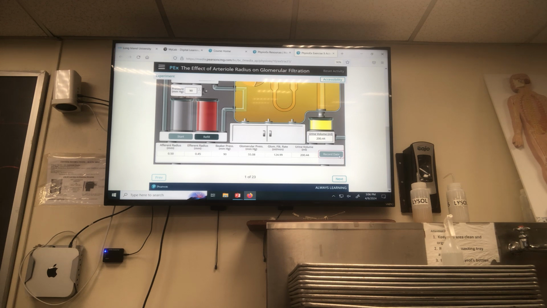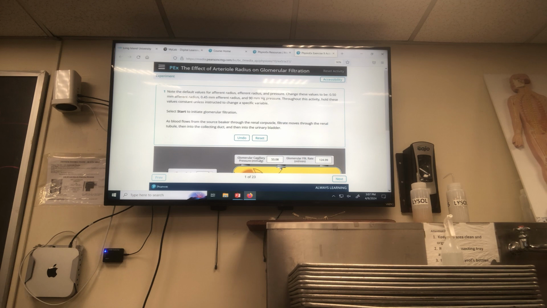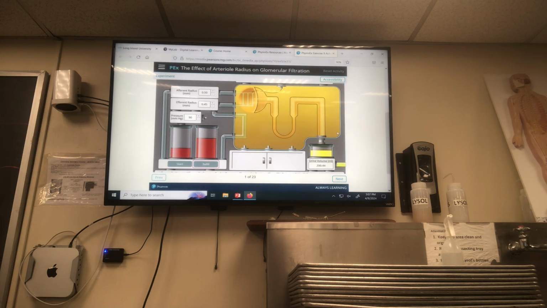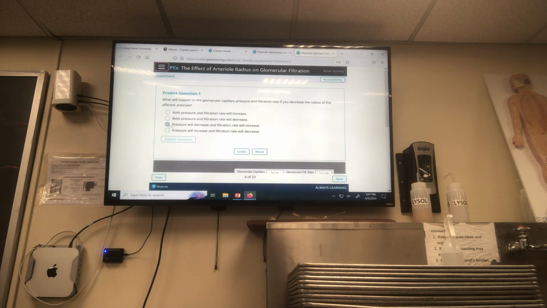Click on record data. The efferent radius is 0.5 millimeters. The afferent radius was 0.45. The glomerular pressure was 55 millimeters of mercury, and the GFR was 124, and then the urine that I generated was 200. So now let's refill and prepare for the next phase of the experiment. We have refilled. Now we have a question.